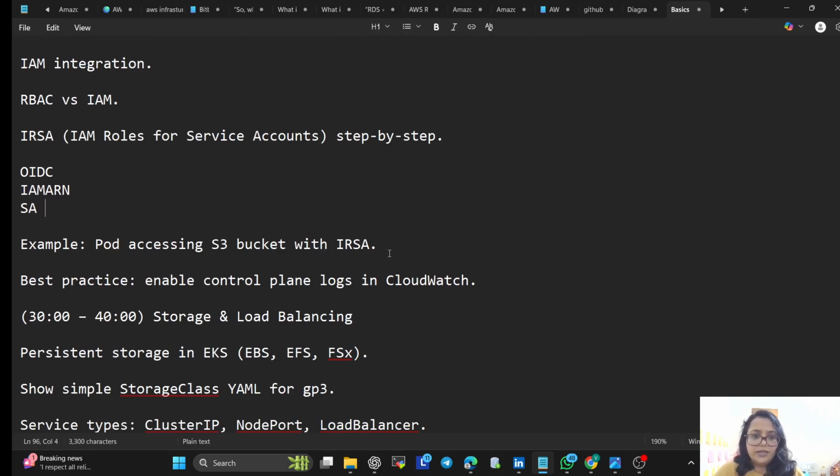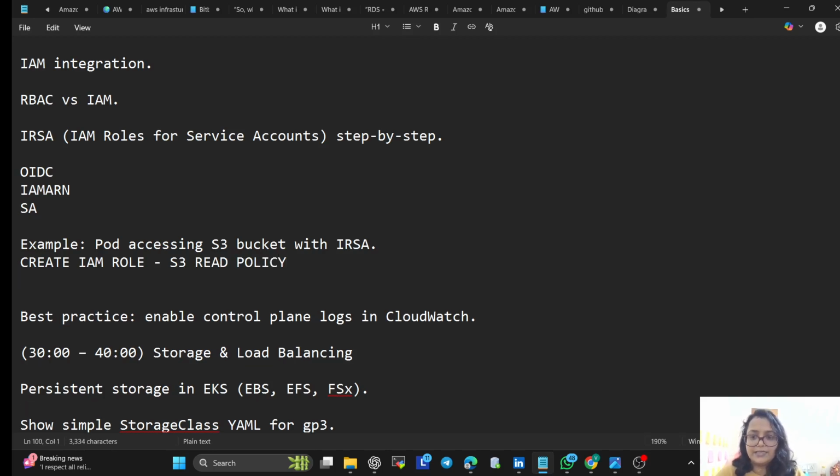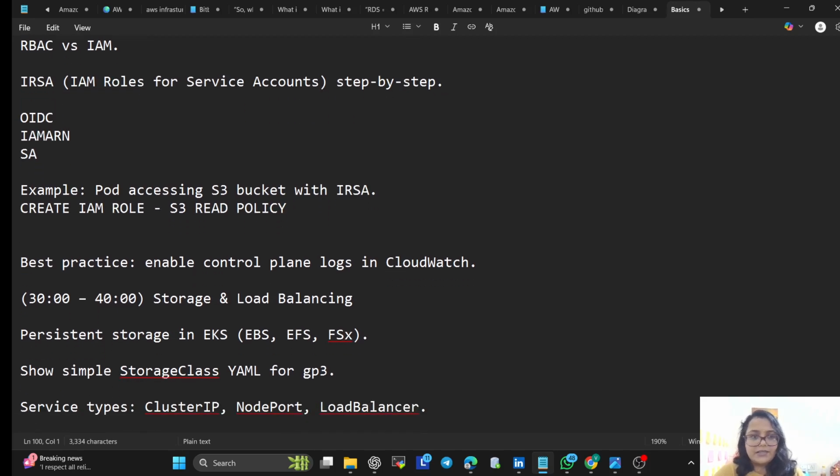In the example of a pod accessing an S3 bucket with IRSA, you create the IAM role and then give it the S3 read policy. Then you create the service account and deploy with that service account. It can then read the S3 bucket. Now, best practice: you can enable control plane logs, API audit, authentication and all.